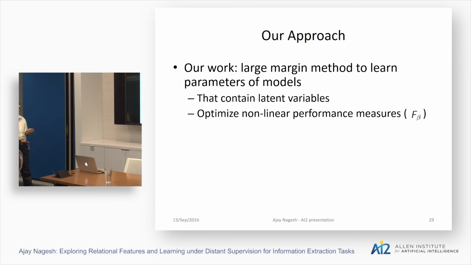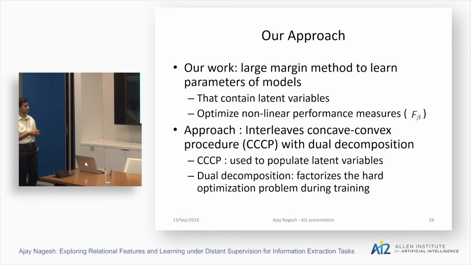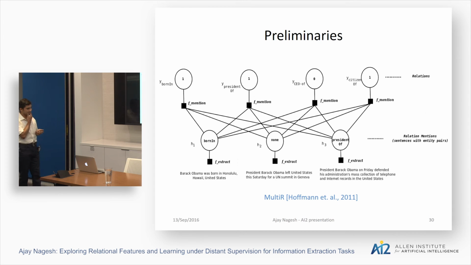And our approach is a large margin method, and to learn the parameters, it contains latent variables, and we optimize for multivariate measures. The approach in a nutshell is that it interleaves the convex concave procedure with dual decomposition. CCCP is used to populate the latent variables, and dual decomposition is used to factorize the hard optimization problem during training. And the model that we use is the MultiR model from Hoffmann et al. 2011.